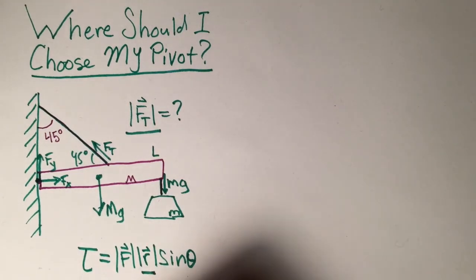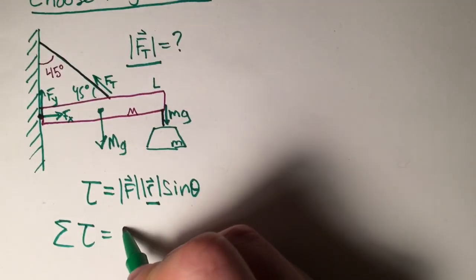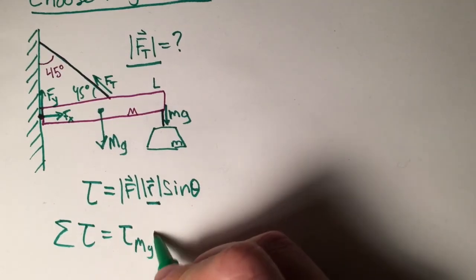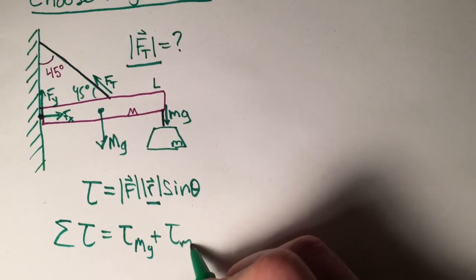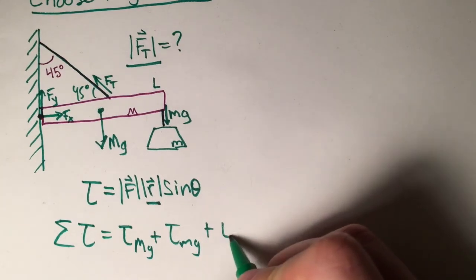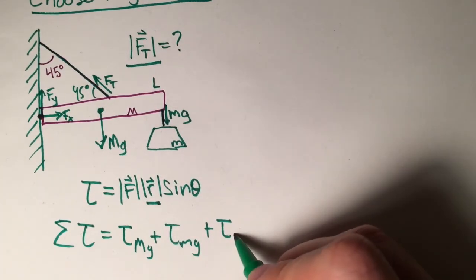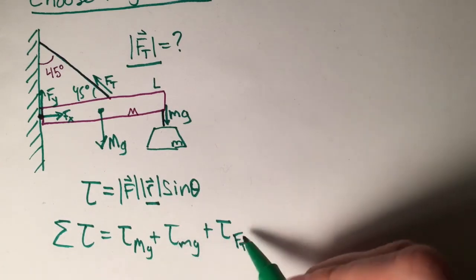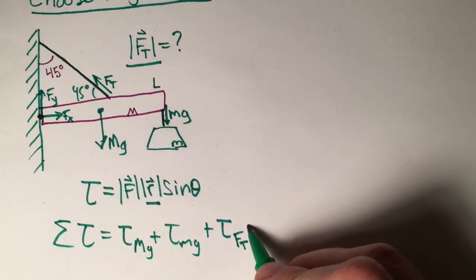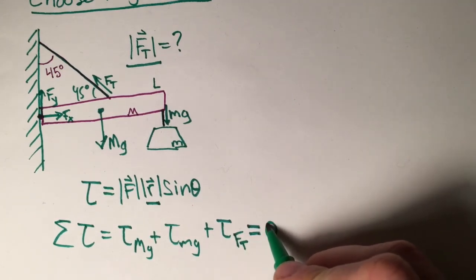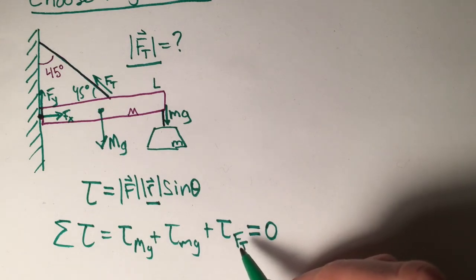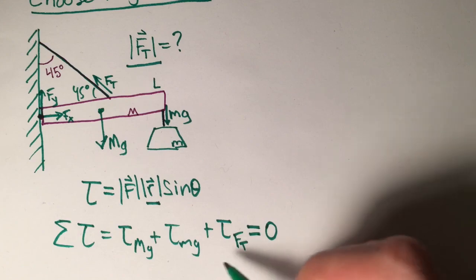And then the sum of the torques is just going to be the torque from big mg plus the torque from little mg plus the torque of the force of tension. And so now we know these, and we also know, since this is a statics problem, it's equal to 0, and then we don't need to worry about the sum of the y components of the force or the x components of the force. We can just solve this.